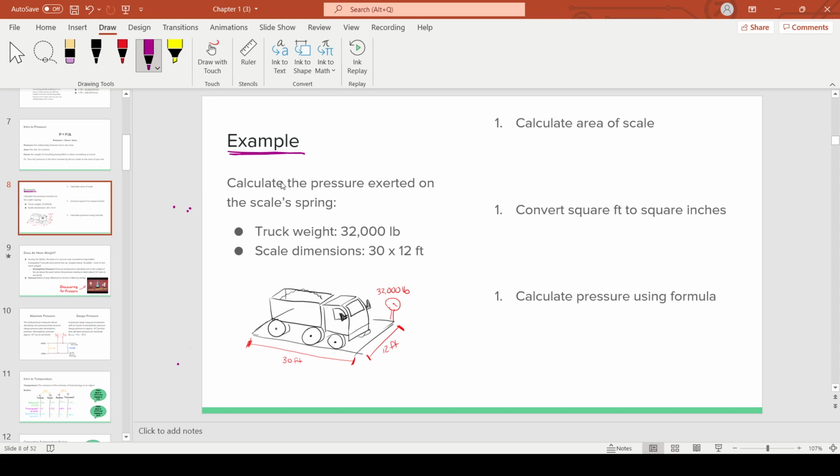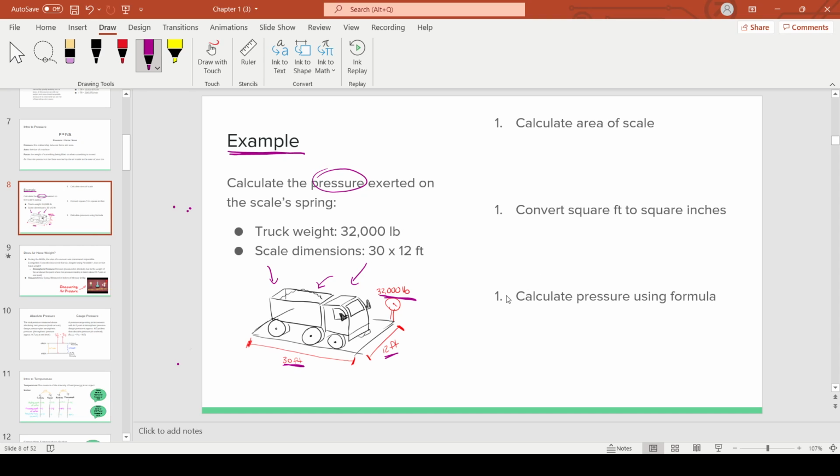Let's get started. This says, calculate the pressure exerted on the spring scale, okay? So we're looking for pressure. And it gives us the truck weight. So here's our little truck that I drew. It is 32,000 pounds. All right. And it is sitting on a scale. We're going to assume that the distribution of weight from the truck on the scale is even. And it is 12 foot by 30 foot.